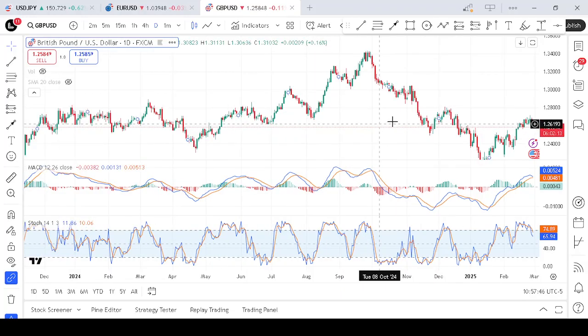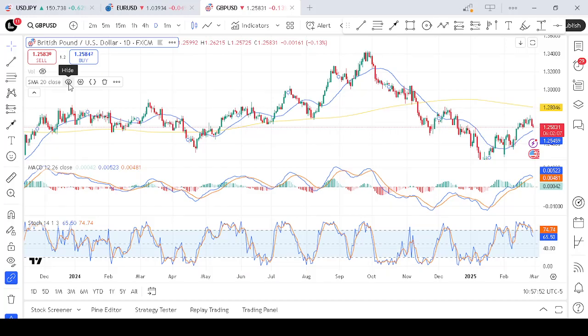By combining key indicators like the moving averages, the stochastic oscillator, and the MACD histogram, you will learn how to pinpoint precise entry points with confidence. Stay with me until the end of this video as I will break down every step by step, so you can apply it effectively in your trading journey.